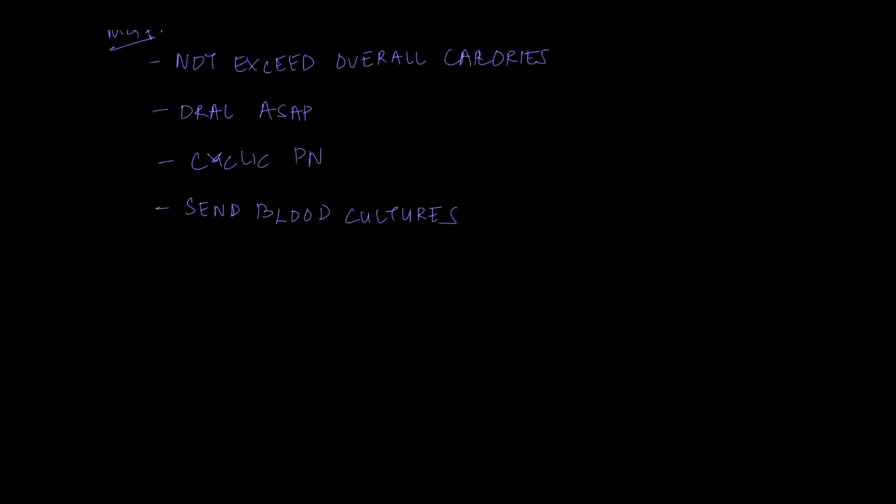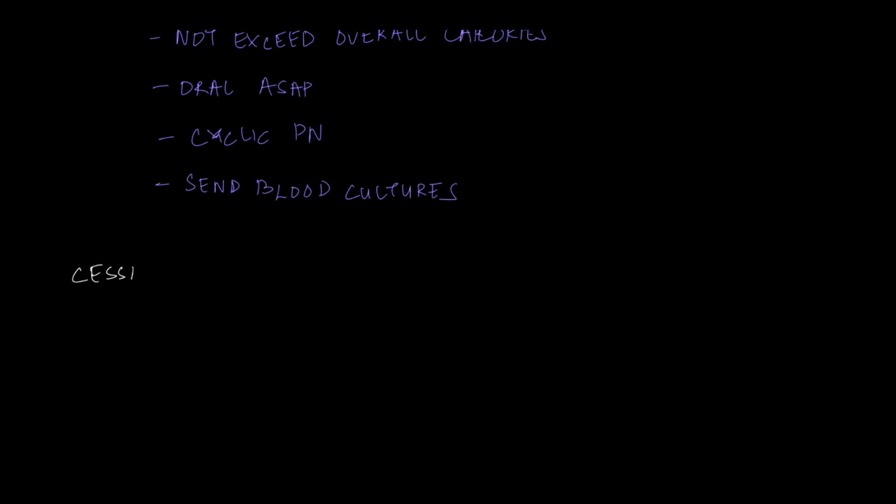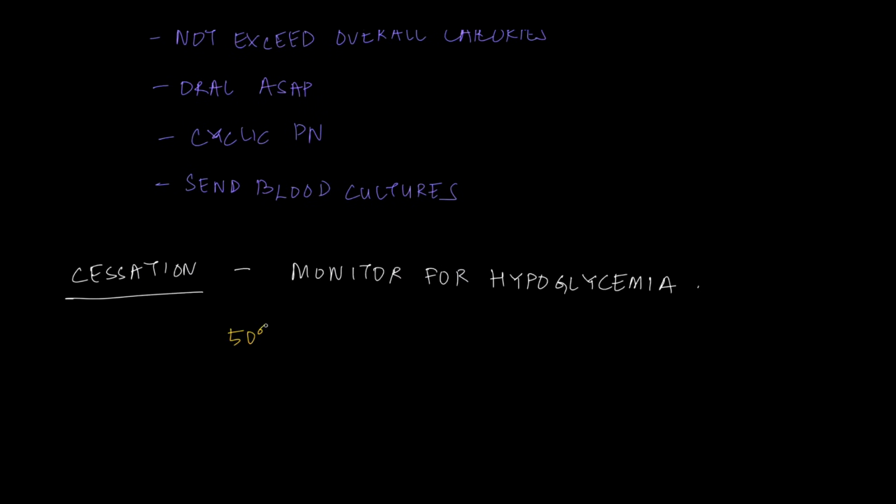And lastly, coming on to the cessation of parenteral nutrition. Whenever planning on stopping parenteral nutrition, you should always monitor for hypoglycemia. And it is important that we do not stop parenteral nutrition abruptly. We can reduce the rate to 50% of what we were giving earlier, continue this for 1 to 2 hours, and then stop. So this avoids the need for strict glucose monitoring after we stop the parenteral nutrition.